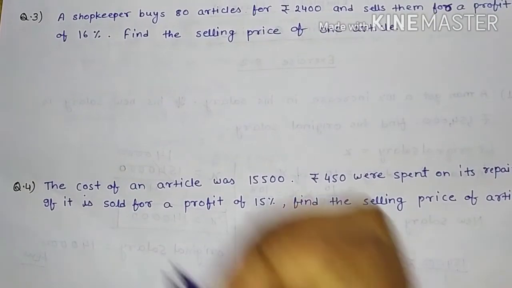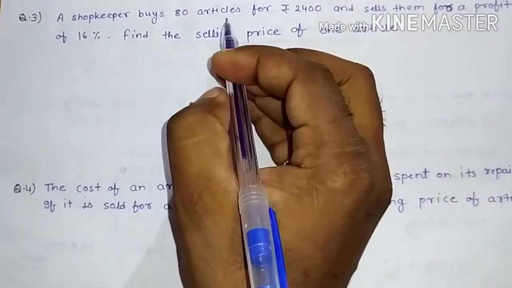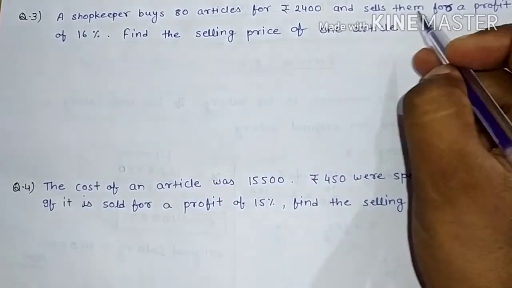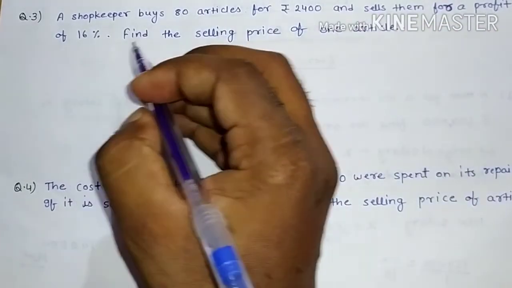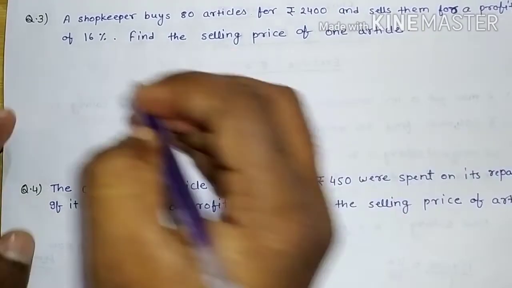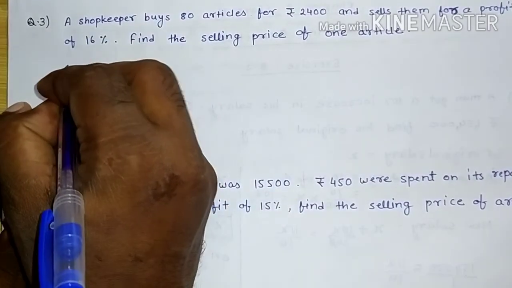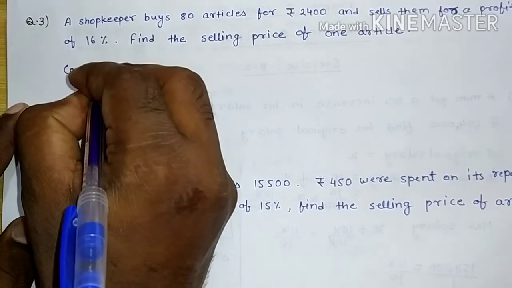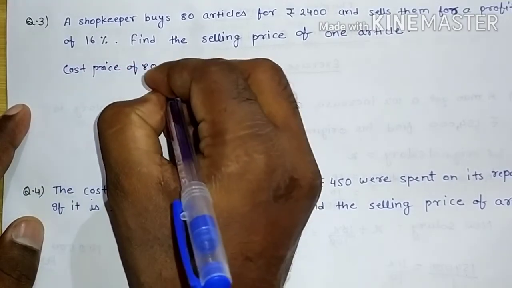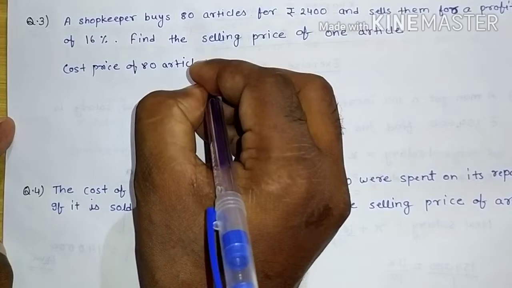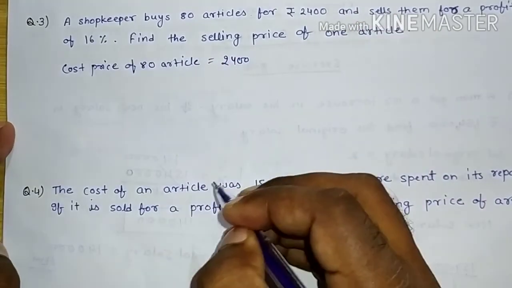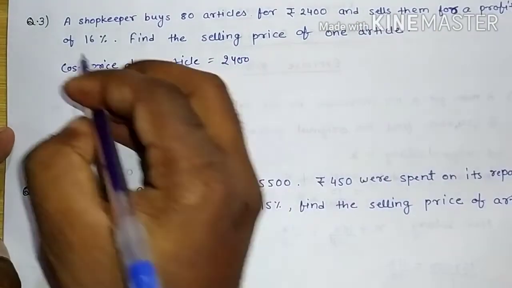Question number 3. A shopkeeper buys 80 articles for 2400 rupees and sells them for a profit of 16%. Find the selling price of one article. So here, the cost price of 80 articles is given as 2400 rupees. Now the profit is given as 16%.